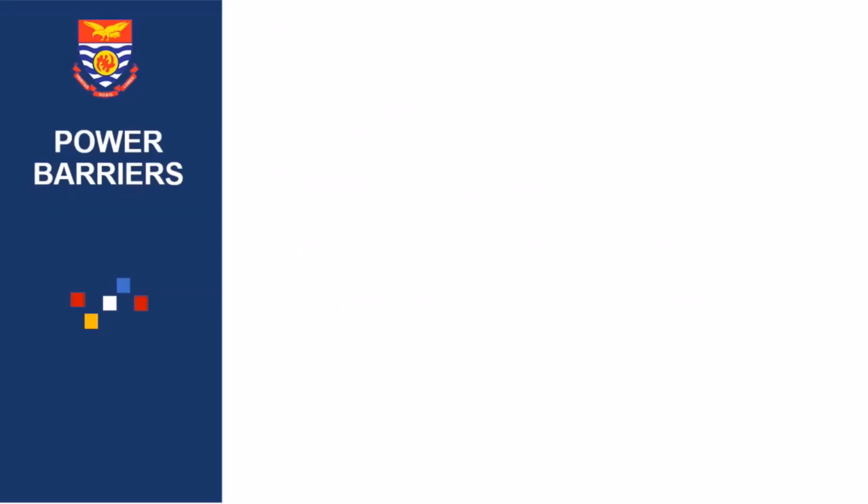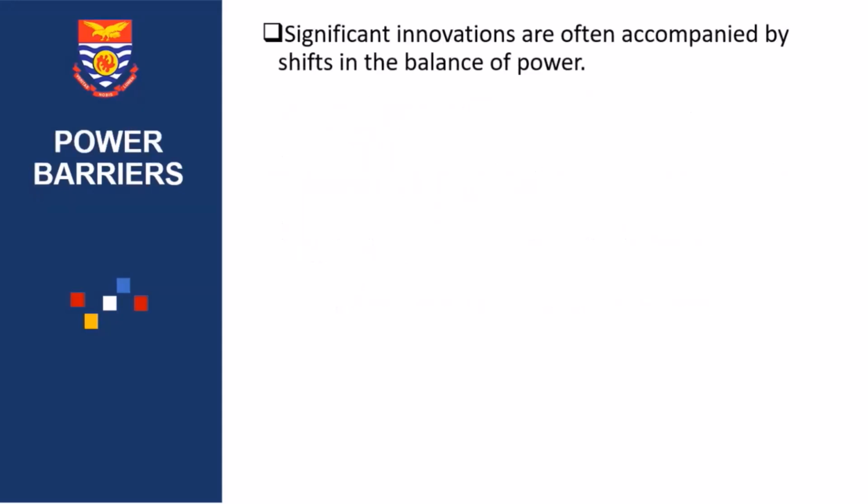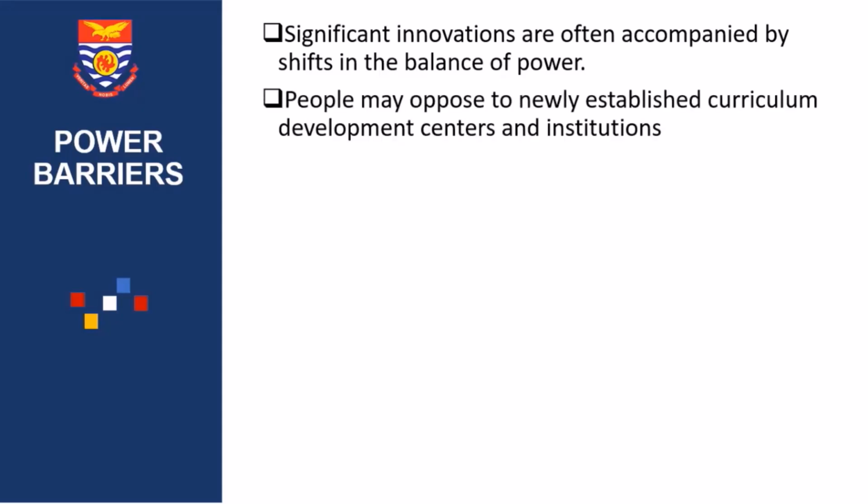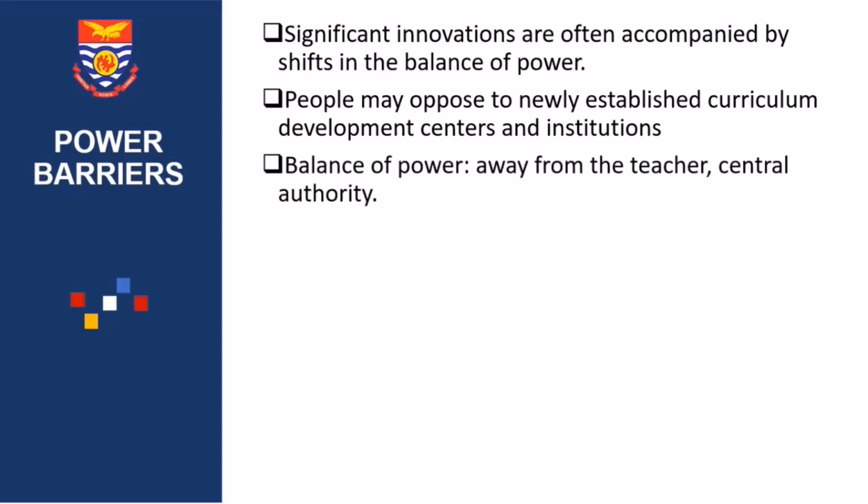Another barrier to curriculum development is power. And what do we mean by power barriers? Significant innovations are often accompanied by shifts in the balance of power. People may oppose newly established curriculum development centers and institutions. So when there's a shift in the balance of power, innovations are often accompanied by that, and people may oppose new things.